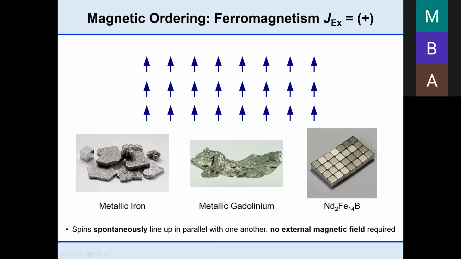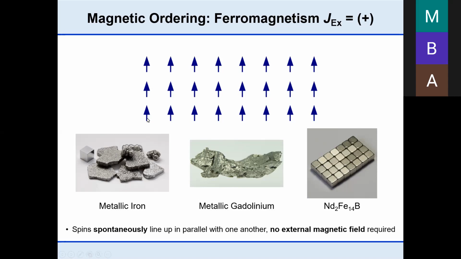And we don't actually have to apply a magnetic field to get this to happen. So this occurs spontaneously. However, we do have to be below what's called the Curie temperature, or the ordering temperature of the material, in order to observe this. Whereas if we're above the ordering temperature, the spins will be randomly oriented, as though they were in just a simple paramagnetic material.